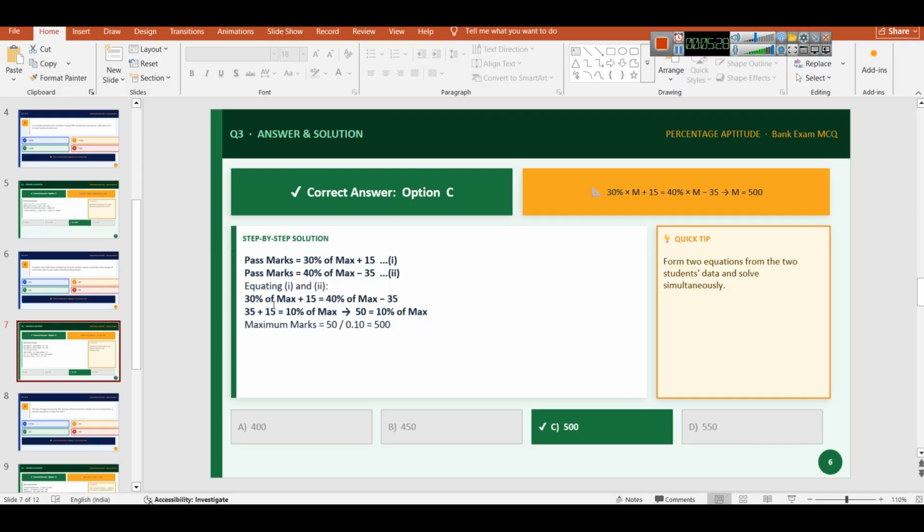You can also write it like 30 by 100 max plus 15 and 40 by 100 max minus 35. So 30% into M plus 15 equals 40% into M minus 35. Now you can see max is like x here, and it will be 50 by 0.10, which is 500. It's a simple equation. Quick tip: form two equations from the two students' data and solve simultaneously.